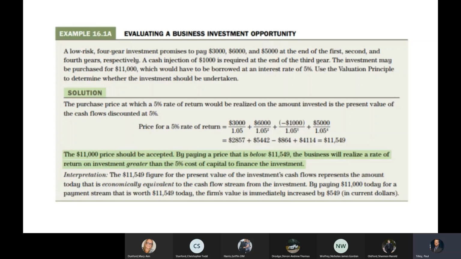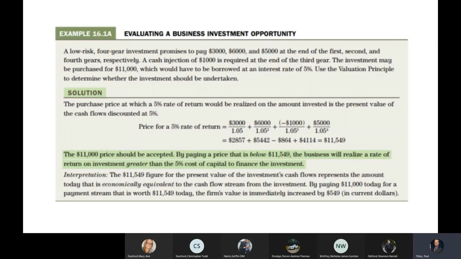So we take 3,000 over 1.05, which gives us the present value of 2,857. Take 6,000 over 1.05 to the power of 2, and we get the present value of that at 5,442. The $1,000 that we got to put out, we're doing the present value of that. So you notice it's a negative. That's money flowing out. That's in 3 years' time. So we're taking the present value of that, 864. The 5,000 is coming in 4 years' time, so we take the present value of that. That's 4,114.